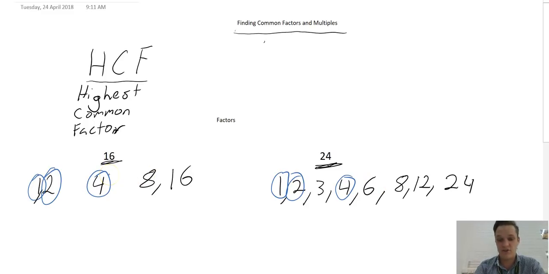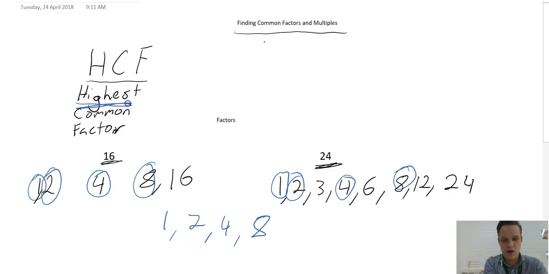6 isn't, so I wouldn't circle that. I know 8 is in both, so I'll put a circle on that. 16 is not in both. So they're all my common factors: 1, 2, 4, and 8. So there's all our common factors between them. Now we're looking for our highest one, which is our biggest number, which is obviously going to be 8.